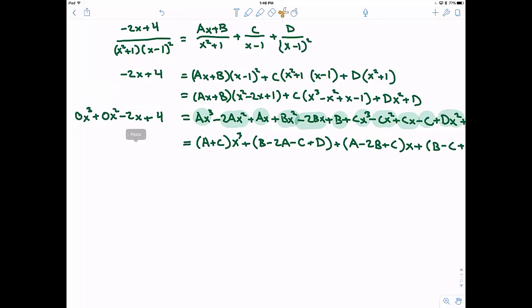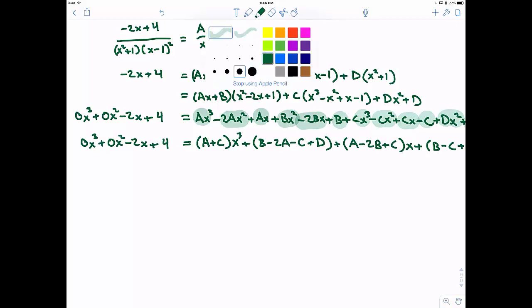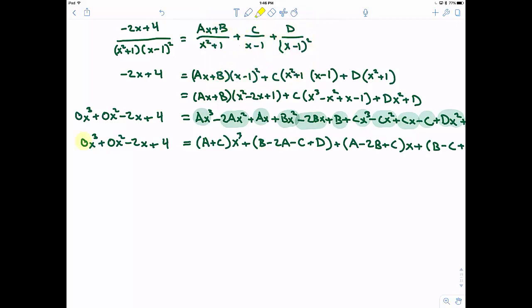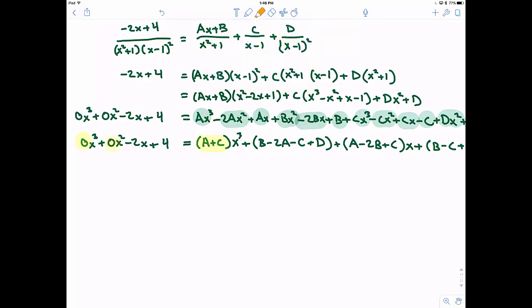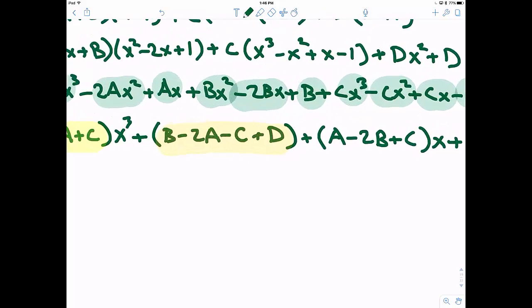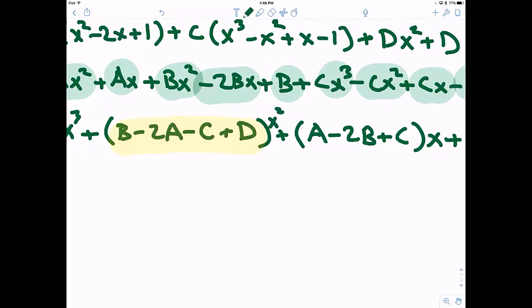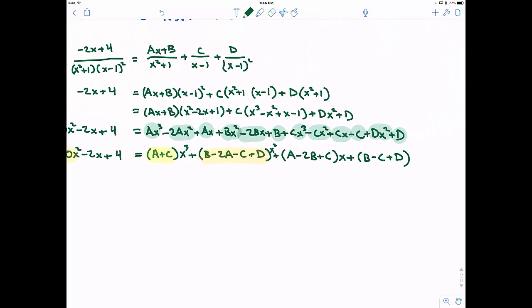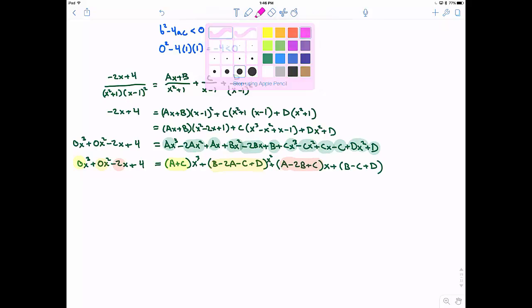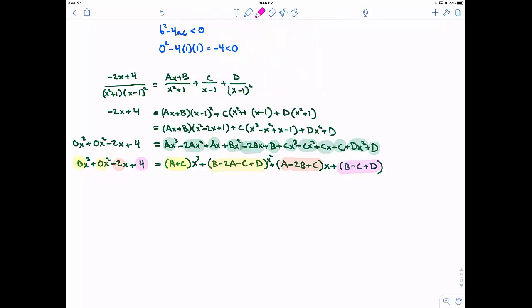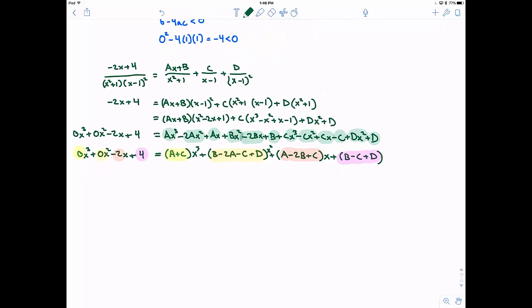So let's see, let me copy and paste this. Just write it again here. And remember, in order for these to be equal as functions, we need to make sure all of their coefficients are equal. So 0 needs to be a plus 3. 0 also needs to be b minus 2a. Oh, it looks like I forgot my x squared term. Minus c plus d. Negative 2 needs to be the same thing as a minus 2b plus c. And then 4 needs to be the same thing as b minus c plus d.